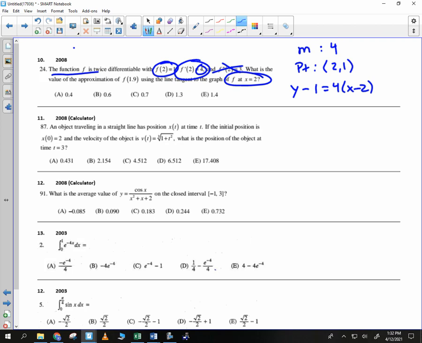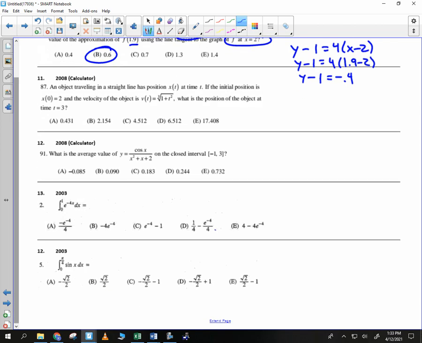So it says, what is the value of the approximation of f of 1.9? This line approximates the curve. We will plug in 1.9 for x. y minus 1 equals 4 times 1.9 minus 2. 1.9 minus 2 is negative 0.1, times 4 is negative 0.4. Add it, we get 0.6.